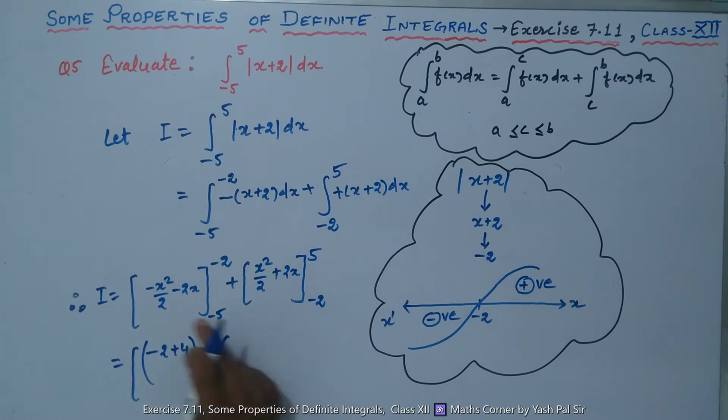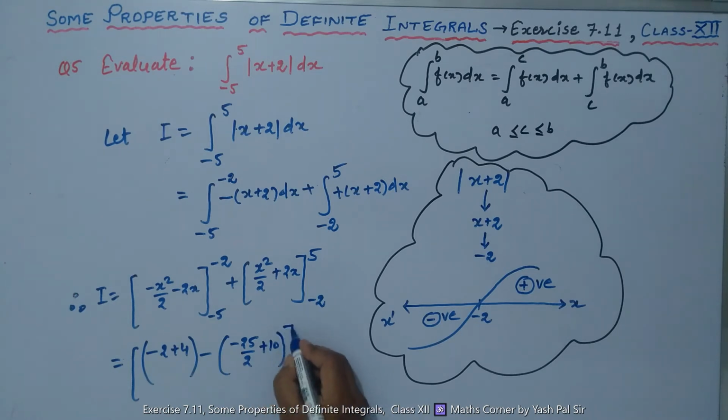Now put minus 5 in place of x. This becomes minus 25 upon 2. Next, minus 5 into minus 2 plus 10. First bracket. Next is plus, what is the second bracket? First of all 25 upon 2 plus 5 into 2, 10, minus sign, minus 2 square upon 2, this becomes 2, minus 4, this is the second bracket.